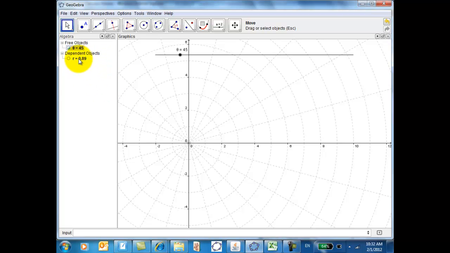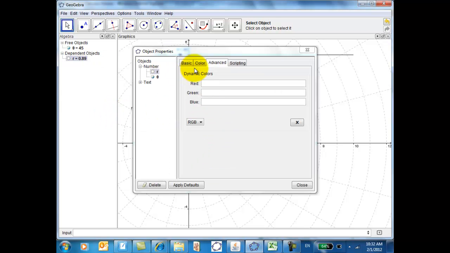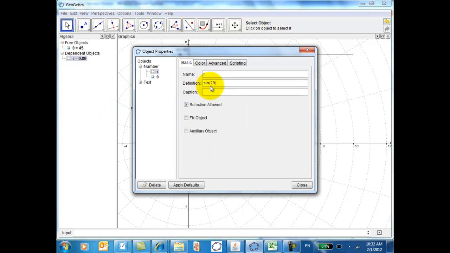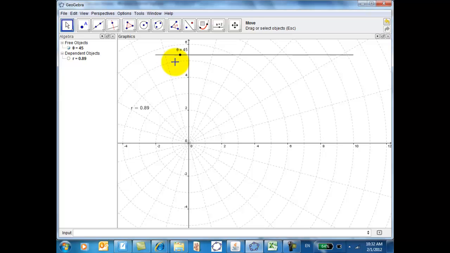Uh-oh. Now, let's look at this again. Object properties, basic. It's r equals sine 2 theta. Maybe you should recreate the slider and call it an angle instead. Okay. So close, and we're going to make another slider.